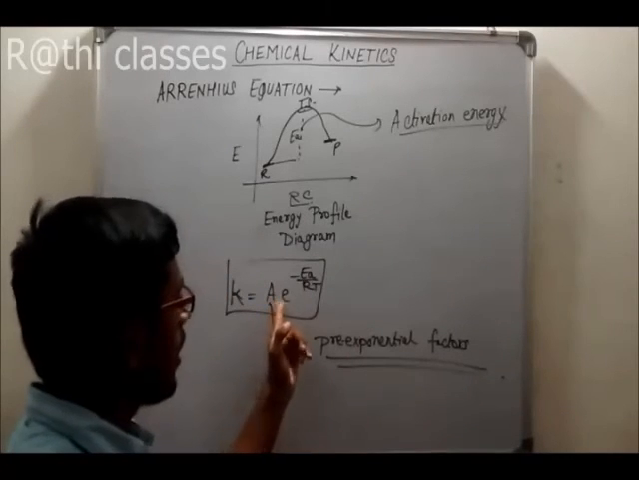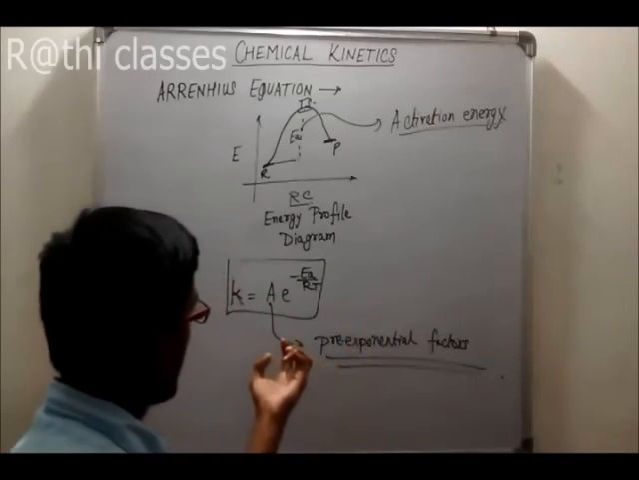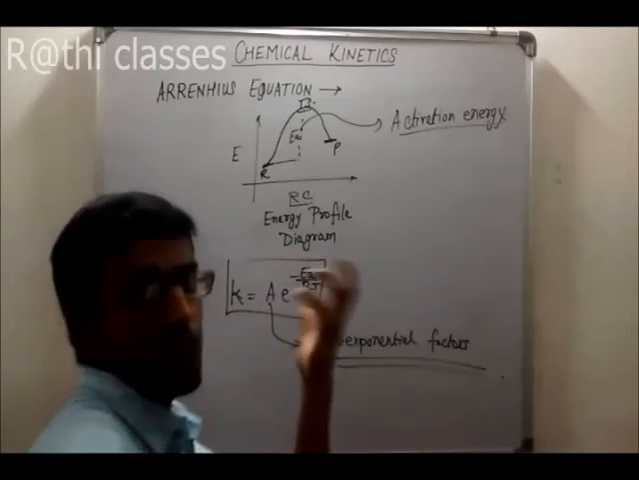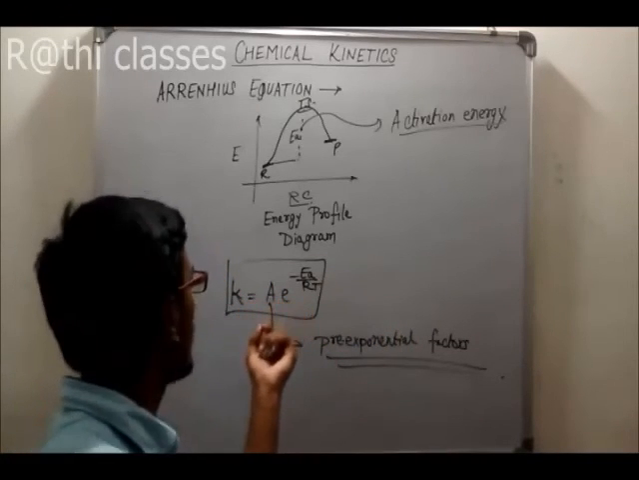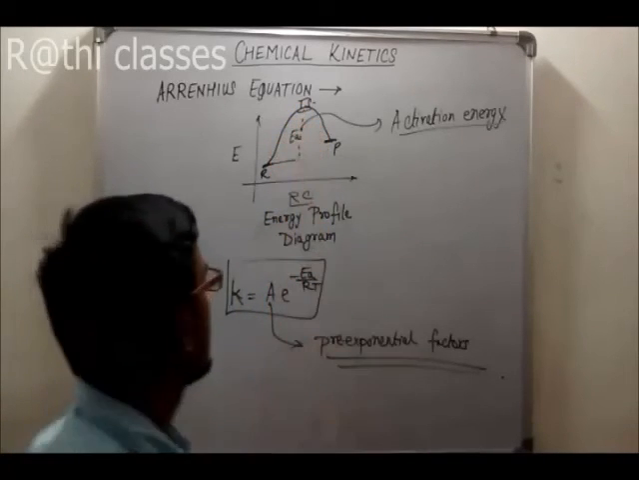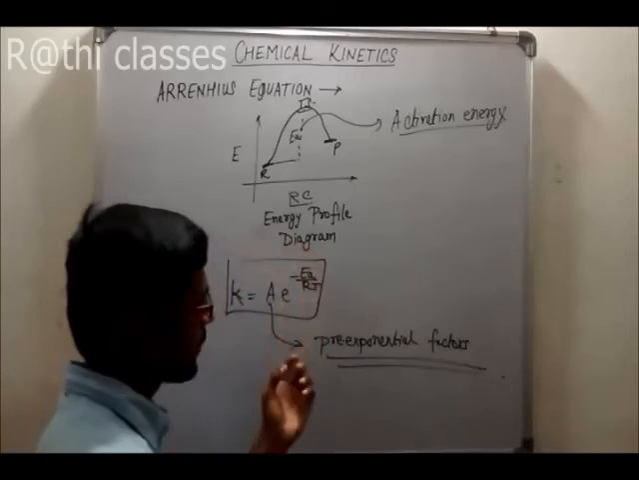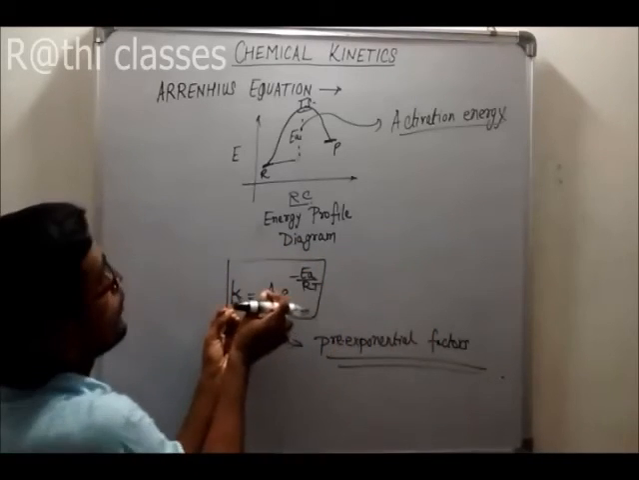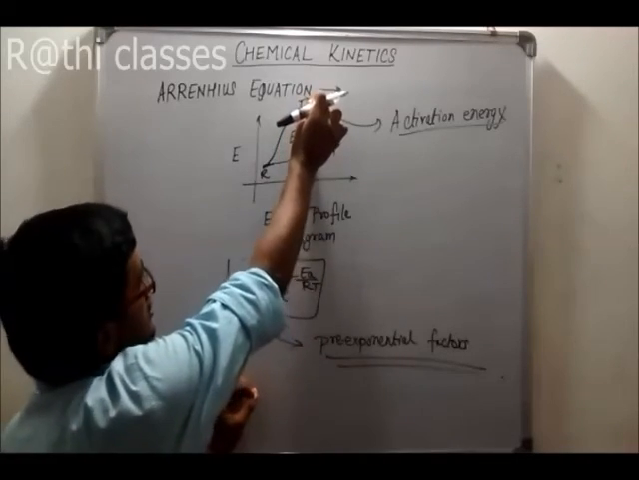Right? This means the number of colliding molecules, or simply I can say that this represents the number of successful collisions, which can form products or which can attain the transition state. A denotes the number of successful collisions, or pre-exponential factor, or the Arrhenius parameter. It means the number of successful collisions to attain the transition state.